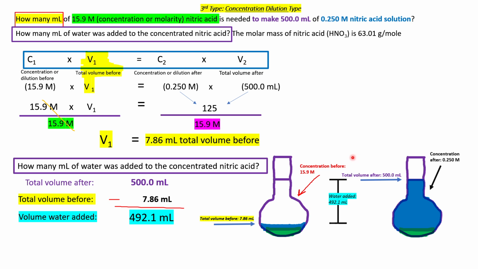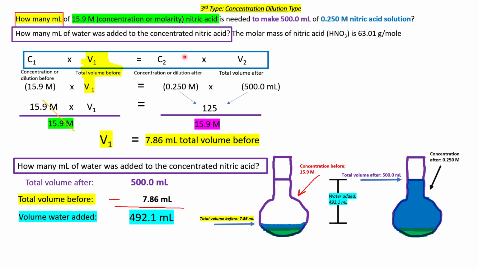So here's the first question. How many milliliters of 15.9 molar nitric acid is needed to make 500 milliliters of 0.250 molar nitric acid solution? Second question, how many milliliters of water was added to the concentrated nitric acid? The molar mass of nitric acid is 63.01 grams per mole.